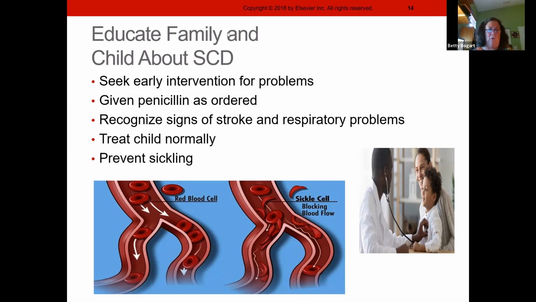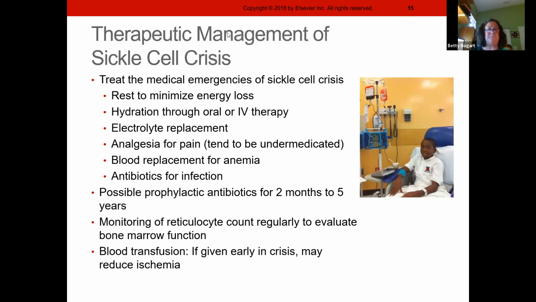I mean, we want all children to be treated normally, let them be kids like kids should be, and we really want to help prevent that sickling. So keep them healthy, keep them infection-free, keep them hydrated with their electrolytes. So I really have gone over these sort of things here.